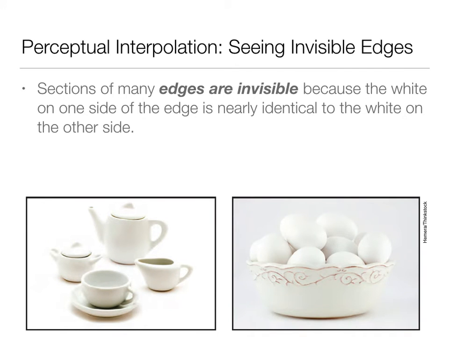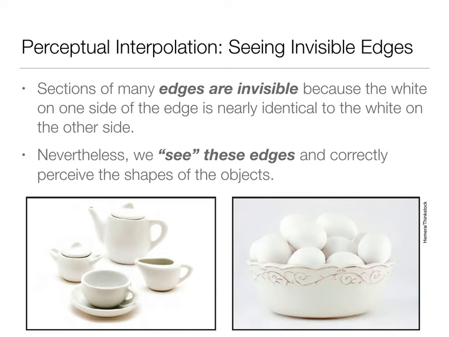In both of these images, a lot of it blends together because we have white on white, and it's almost identical, especially in those eggs. It's really hard to see sometimes where that egg hits the background. Yet we see these edges, and we correctly perceive that those are eggs against a white background, and this is a tea set against a white background, because of this perceptual interpolation.